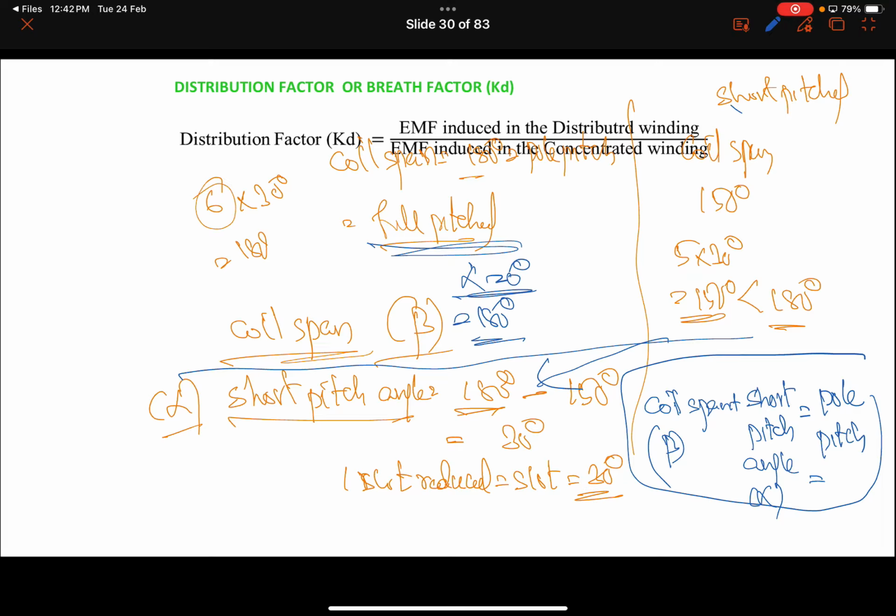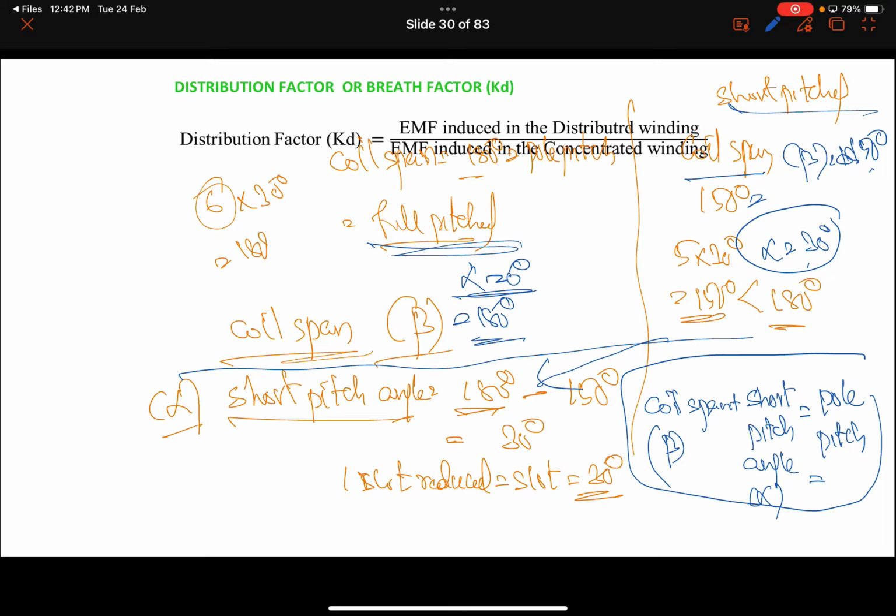In short pitch case here, coil span beta equal to how much angle? 150 degrees. Short pitch angle equal to 30 degrees. 150 plus 30 equal to 180 or not? Which is equal to pole pitch. So always the relation lies here. If the coil span is equal to 180 degrees, by default the short pitch angle is 0.